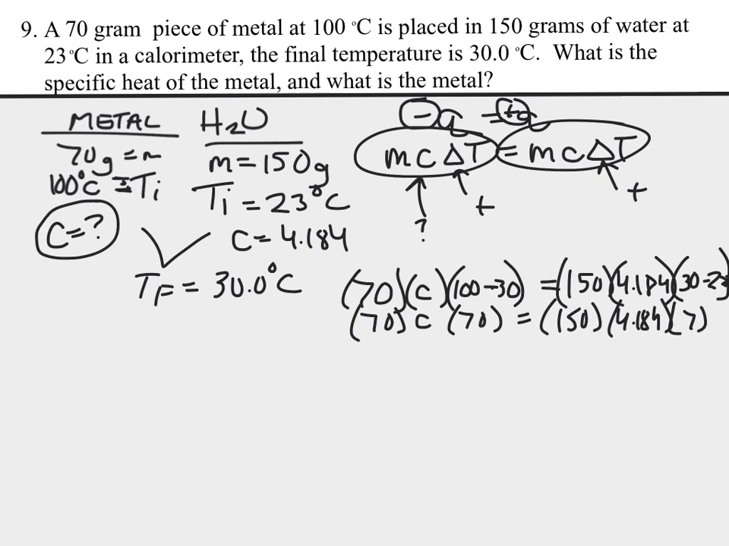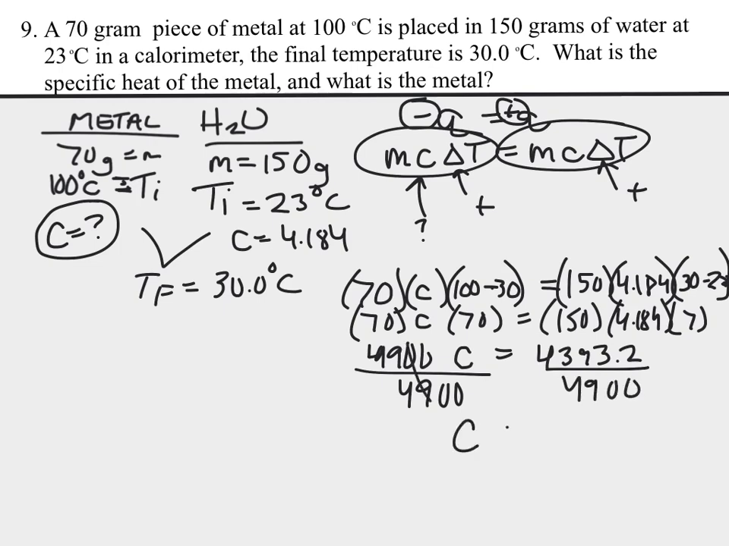All right, let's work out our math so that we eventually get C by itself. 70 times 70 here is going to give us 4,900. And 150 times 4.184 times the 7 gives us 4,393.2. To get C by itself, just divide both sides by 4,900. And you end up getting C all alone, which ends up being about 0.897 joules per gram degree Celsius.